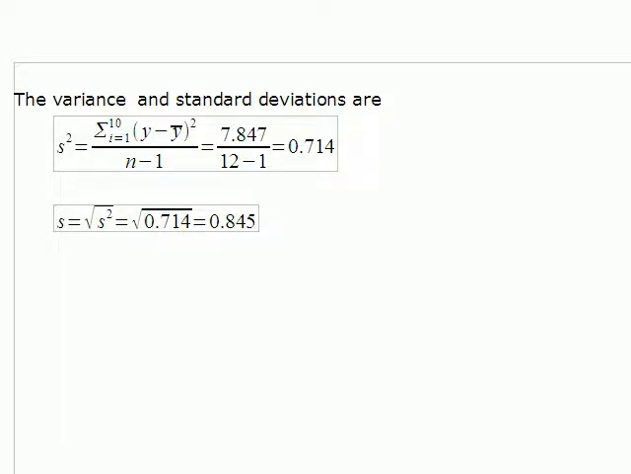So now I go to compute the variance and the standard deviation. The variance s squared has that sum which I computed in the table on the previous page, 7.847. In this case I divided by n minus 1 and I got the variance. For the standard deviation, you take the square root of that.